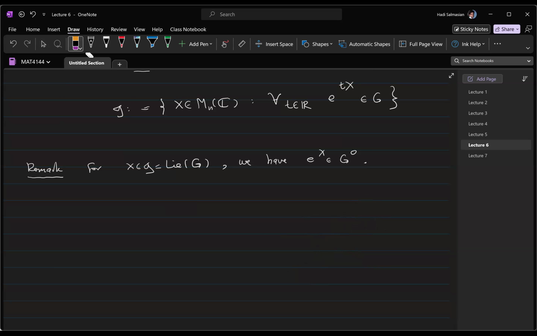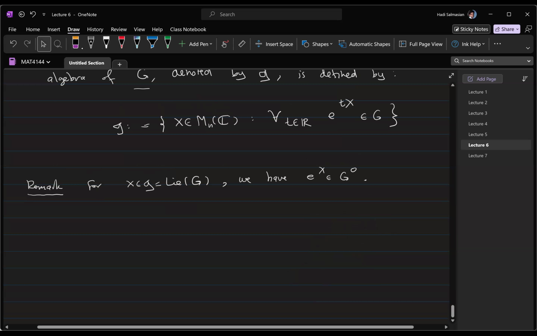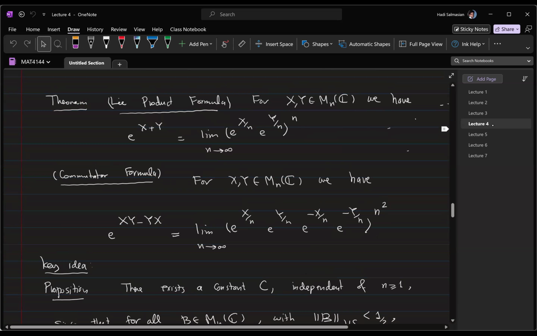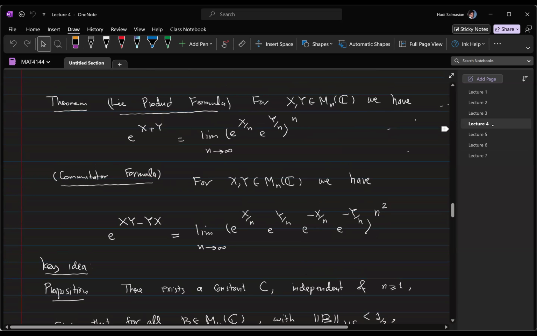First, to prove that this fraktur g is a Lie algebra, and then study properties of this. So one of the key tools for today is something that we studied a couple of lectures ago, and that was the Lie product formula and the commutator formula. If you want to compute the exponential of the sum of two matrices, in general, it's kind of hard to relate it to e to the x and e to the y. We will see some relation more complicated than that, which is called the Baker-Campbell-Hausdorff formula.